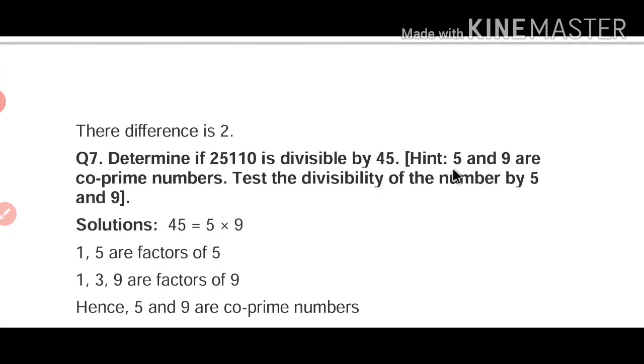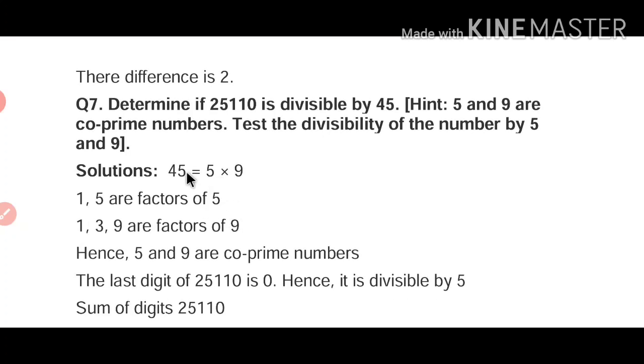Product means by 5 multiplied by 9 also. So in the solution, we can see that 45 is equal to 5 into 9. First we will check whether the given number is divisible by 5 or not. 1 and 5 are factors of 5, and 1, 3 and 9 are factors of 9. Factor means 9 is divisible by 1, 3 and 9. So hence we can see that the common factor of 5 and 9 is only 1. Hence 5 and 9 are co-prime numbers.